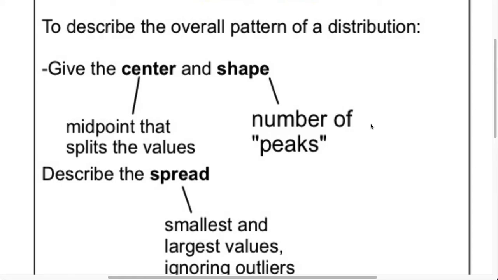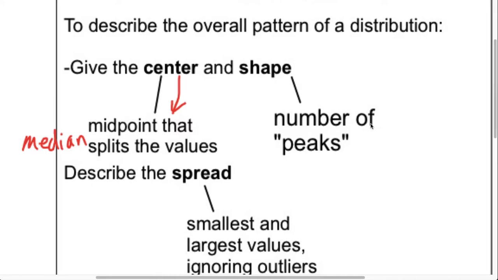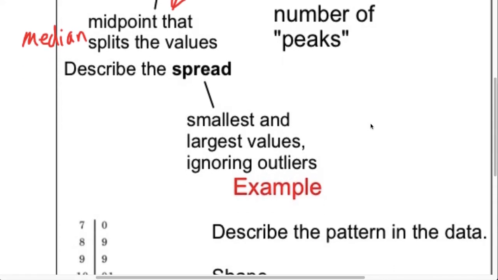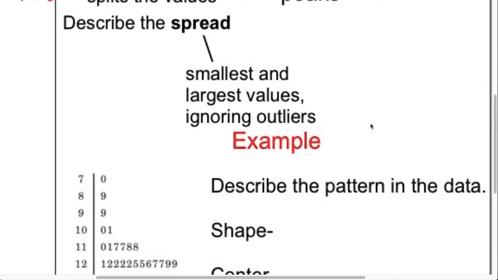When you are describing the overall pattern of a distribution, we talk about the center, the shape, and the spread. The center is quite literally the midpoint that splits the values. In other words, it's the median, the middle number in all of the values. The shape of the graph is the number of peaks, and this also applies to histograms. And the spread is the smallest and largest values, ignoring any outliers. Later in chapter 3, we will talk about how to find outliers.